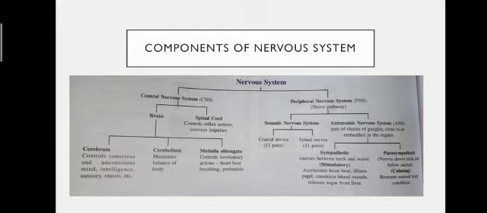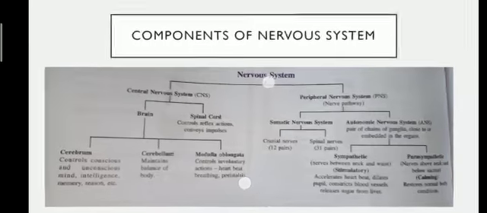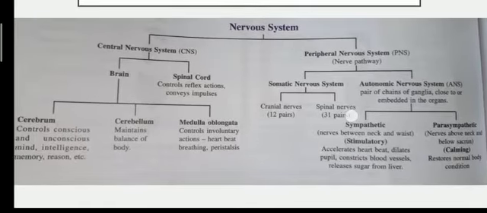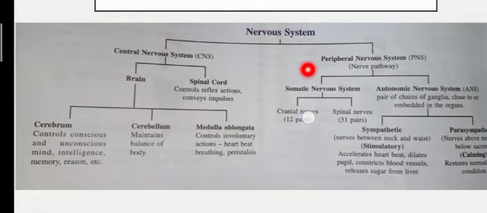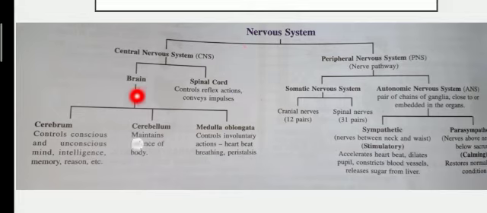So here is a flow chart by the help of which we can see the components of the nervous system, what all things are included in it. We can see that the nervous system is divided into two parts, that is the central nervous system and the peripheral nervous system. The central nervous system contains the brain and spinal cord. On the other hand, the peripheral nervous system contains the somatic nervous system and autonomic nervous system.